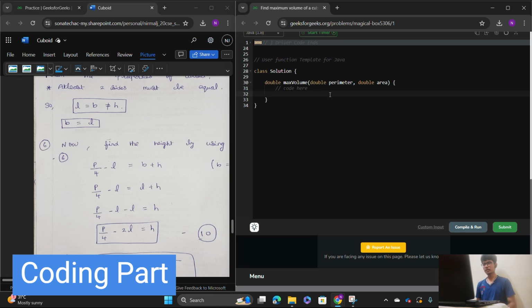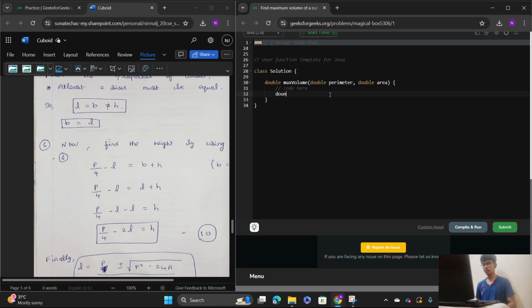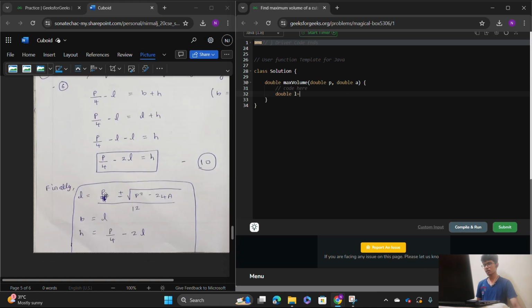So we are going to return double, so I'm going to declare a variable double p. Let me keep it as perimeter as p, so it's something very big. Area as a. Okay, so now length is equal to, so we are going to use this formula p plus or minus square root of p square minus 24a by 12.